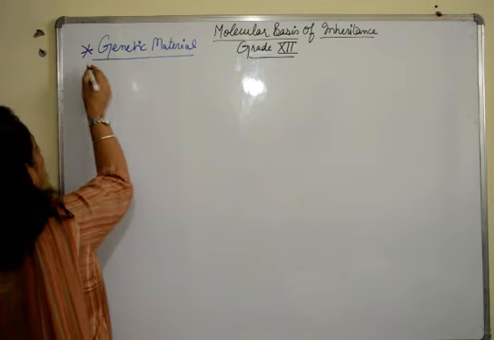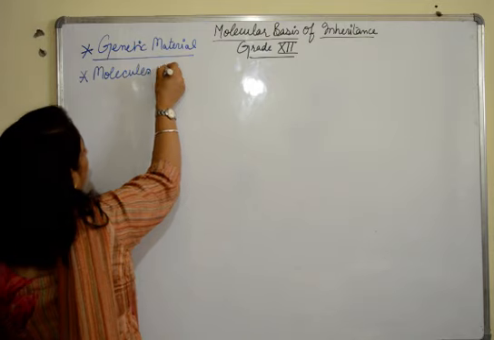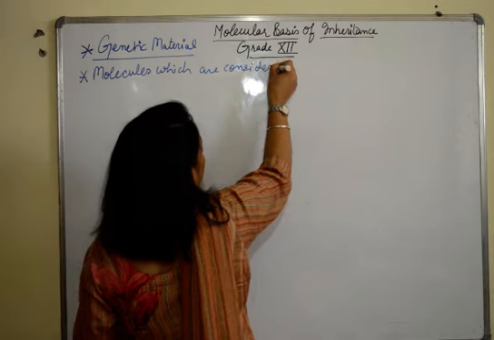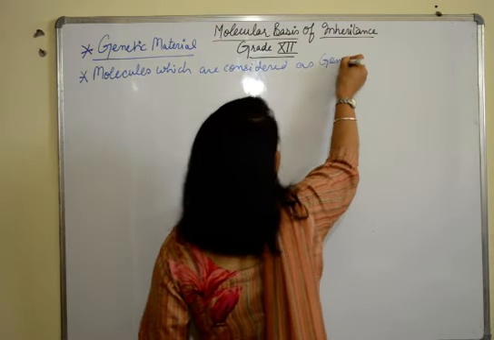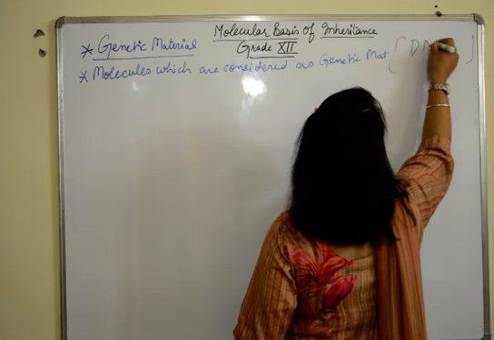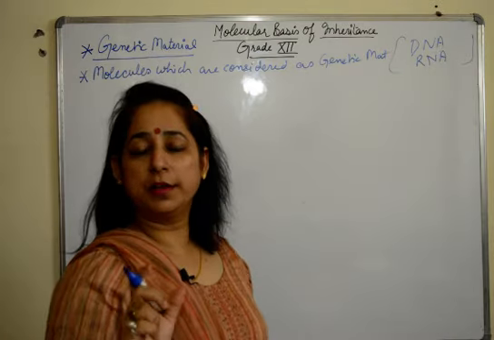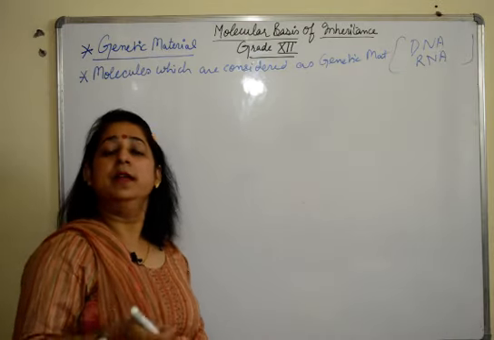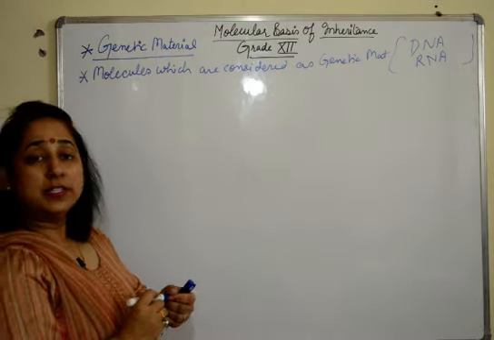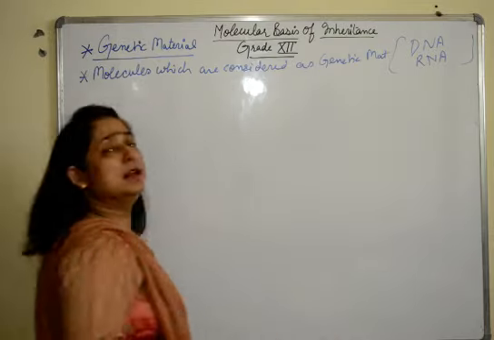Now, the molecules which are considered as genetic material would be DNA, and even RNA in some of the organisms. But yes, there is a lot of difference between both of them. We will be talking about the differences as well in our upcoming videos. Now, first of all, how did we come to the conclusion that DNA is the genetic material?